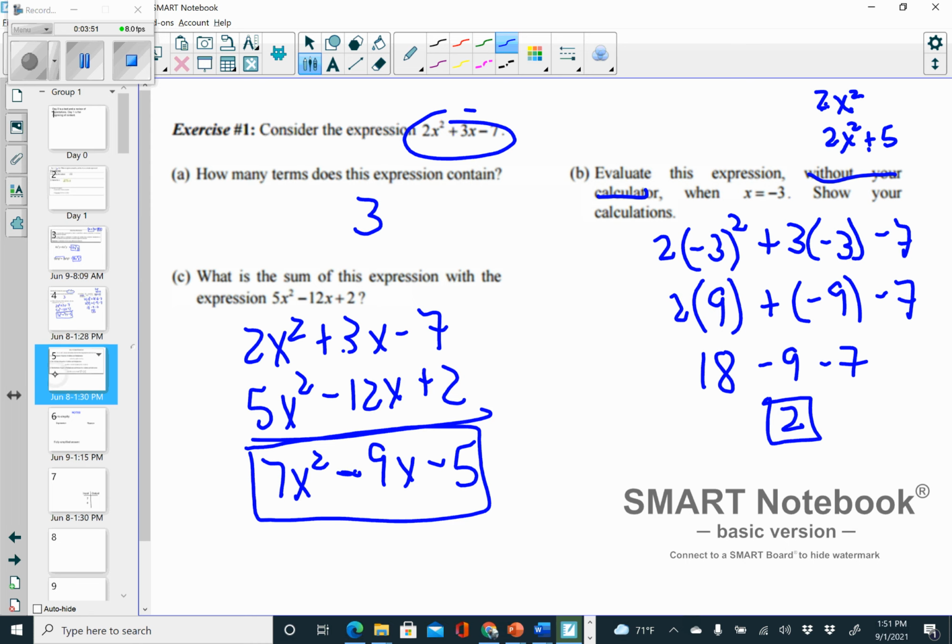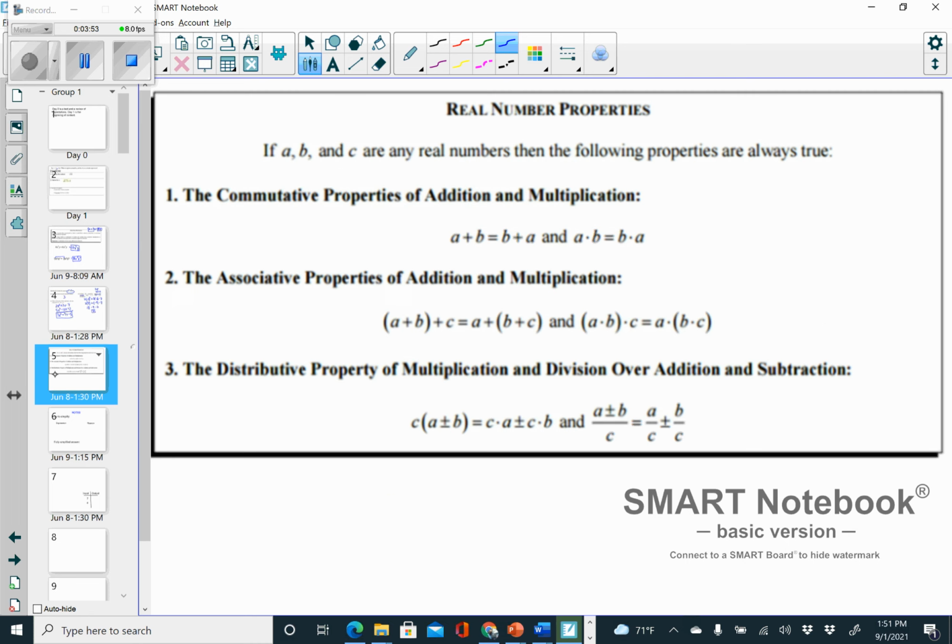Okay. Our last thing before we break off and you do your must-dos. Commutative property: when you commute to school or to work, it's just switching the order. So 3 plus 4 is equal to 4 plus 3, right? There we go. So that is the commutative property.